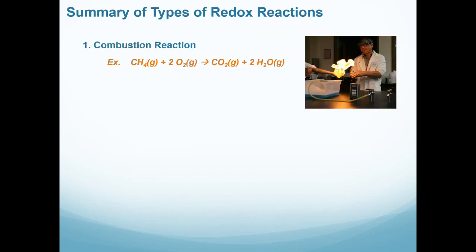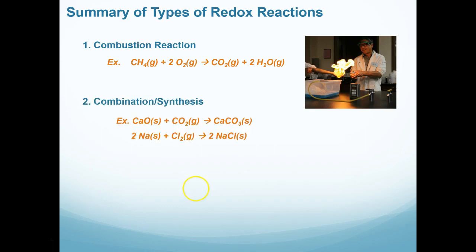Okay, so a summary of the types of redox reactions. For redox reactions, since it encompasses so many reactions, there are a lot of them. A combustion reaction: anytime you see a molecule that's only composed of carbon, hydrogen, or carbon, hydrogen, and oxygen, anytime we're doing a combustion, that means combining with oxygen, and I'm forming carbon dioxide and water.